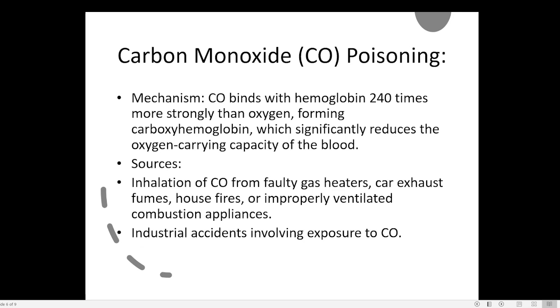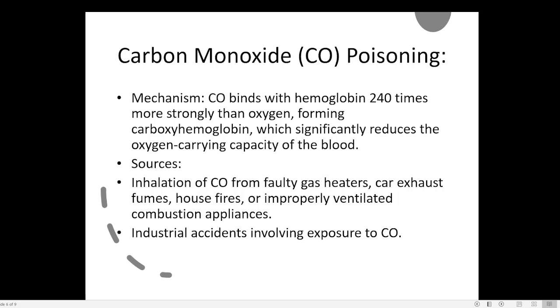Now coming to carbon monoxide poisoning. As we have been discussing carbon monoxide poisoning for some time, carbon monoxide has a higher affinity, higher attraction to hemoglobin. Carbon monoxide binds with hemoglobin 240 times more strongly than oxygen. That is the reason why carbon monoxide can create a problem for us. It has 240 times more affinity than oxygen, forming carboxyhemoglobin. The compound formed when carbon monoxide combines with hemoglobin is known as carboxyhemoglobin, which significantly reduces oxygen carrying capacity, because only oxyhemoglobin can carry oxygen.